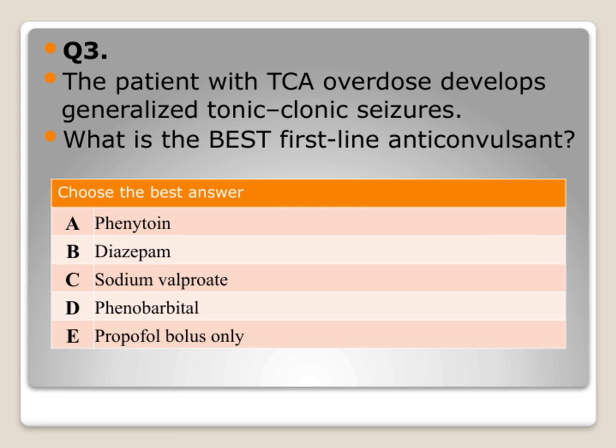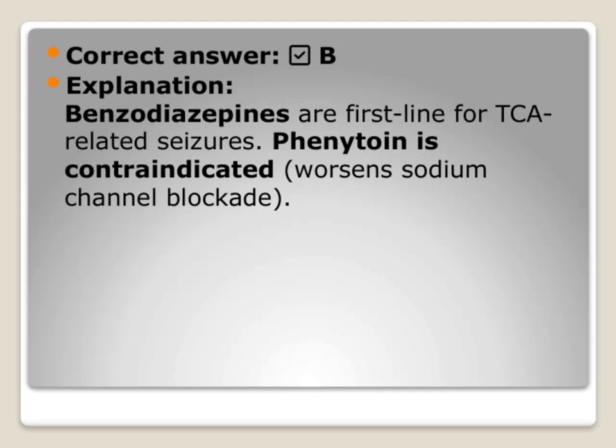Propofol is generally reserved for refractory seizures or anesthesia induction, not first-line treatment. So, in the context of a TCA overdose with seizures, the most appropriate first-line anticonvulsant would be diazepam. It provides rapid seizure control, which is crucial for patient stability and preventing further complications. This highlights the importance of understanding the pharmacological profiles of these drugs and selecting the best agent based on the clinical scenario. Let's look at the correct answer here, which is B.